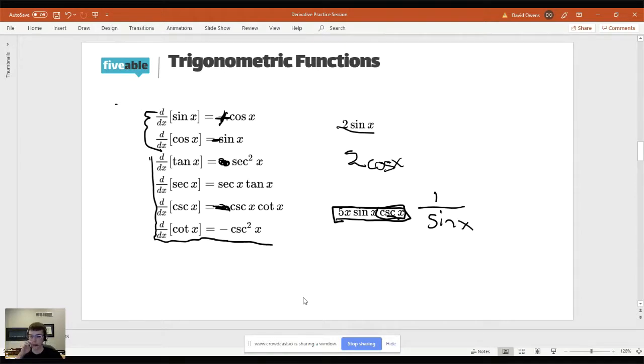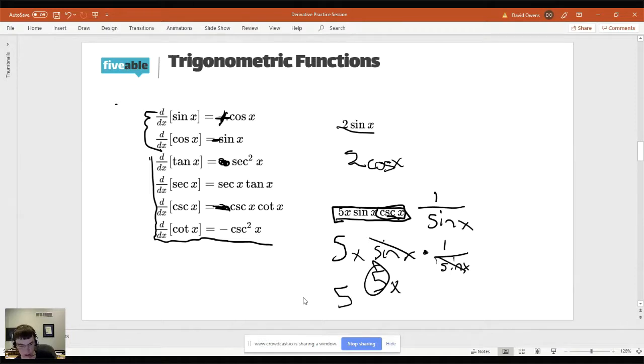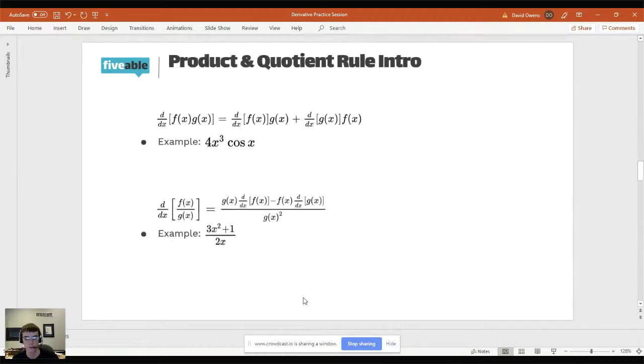And that means that if you look at it, it just becomes 5x sine x times 1 over sine x. We can cancel these, and it just becomes the derivative of 5x. And as we know, if you just have 5x, it's just the coefficient. So that whole complicated thing just reduces to just 5. All right, so that's how you do trig functions. Once again, that's just a simple one step. This is pretty much all you'll need to know.